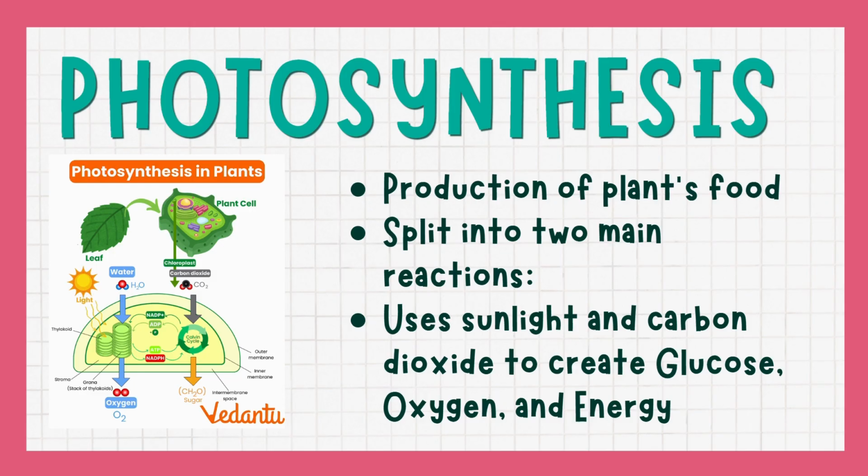Generally, photosynthesis uses sunlight and carbon dioxide to create byproducts that are important to us and important to them as well. Those main byproducts are glucose, oxygen, and energy. The glucose is their food. The energy is what enables the processes to continue, and the oxygen is secreted by them so that we can breathe. Aside from that, let's talk about what photosynthesis needs.